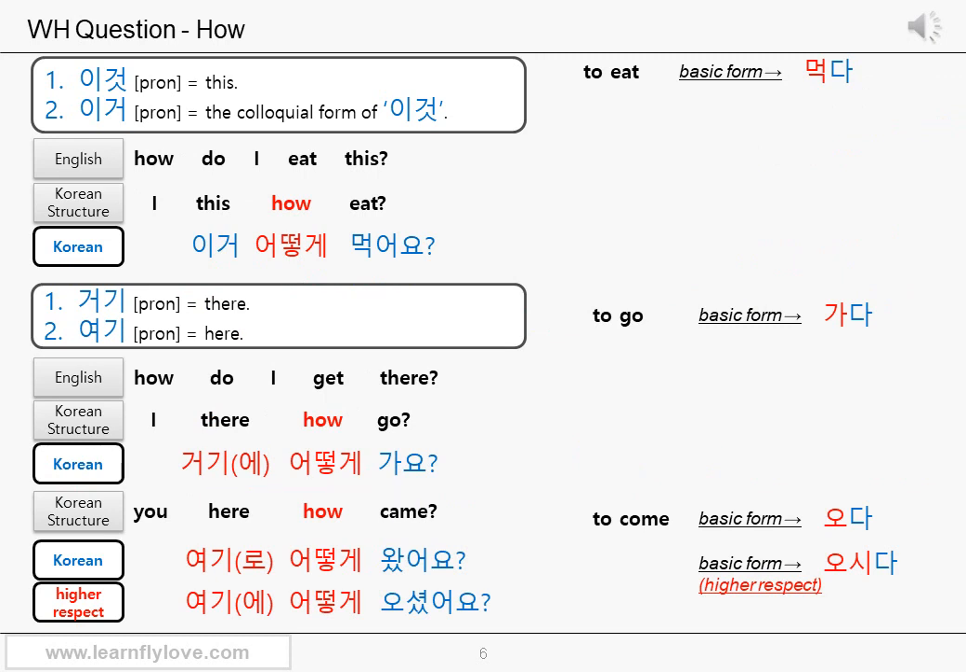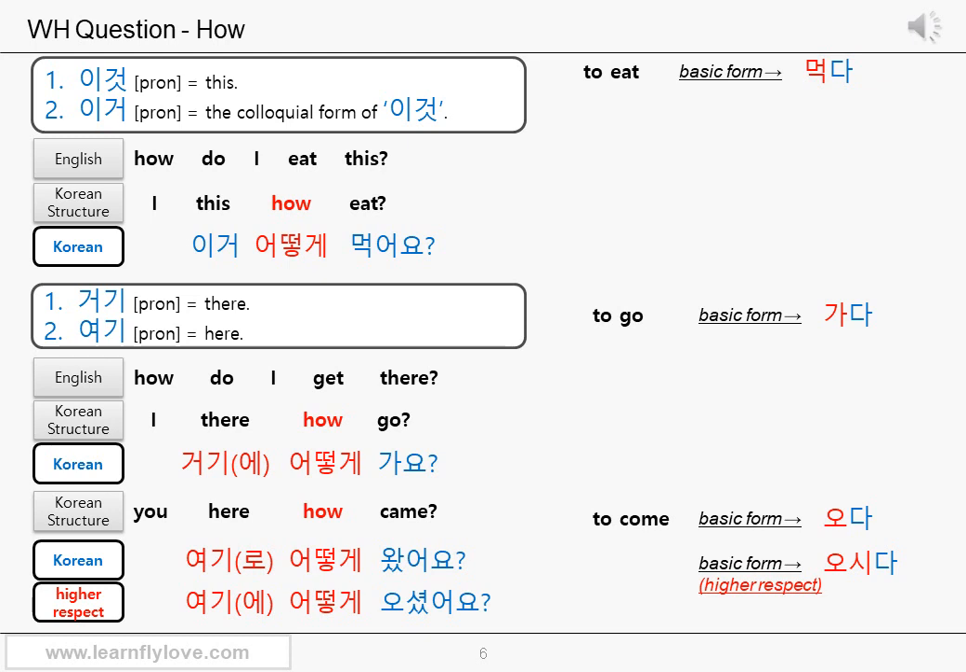Let's see the English sentence first. How do I eat this? Can you turn it into Korean? You've already learned the principle, so you can do that. Just stop the video and do it yourself first. Done? Okay, let's take a look at it together. How do I eat this?